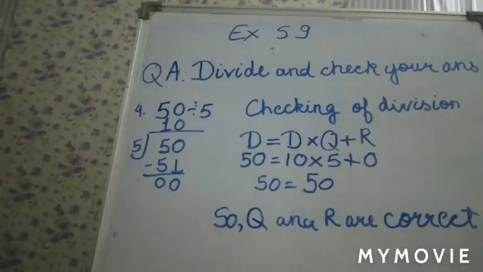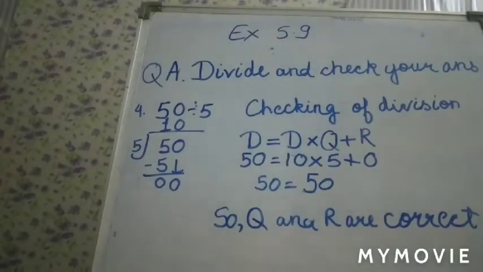Now I am taking the fourth one, 50 divided by 5. Here 5 equals 5. So first we divide 5 by 5. So 5 ones are 5. Then 5 minus 5 will be 0. Take 0. Then 5 zeros are 0. So quotient is 10. Divisor is 5. Remainder is 0. And dividend is 50.